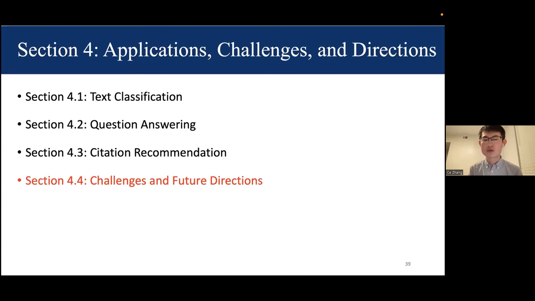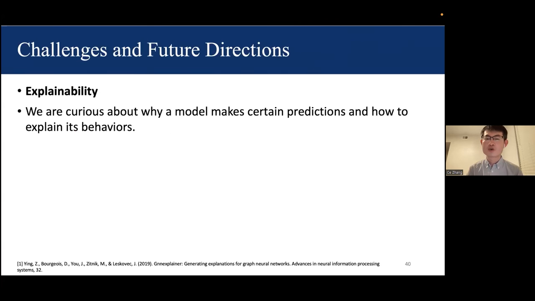So finally, I would like to introduce some challenges and future directions of text attributed graph. So one future direction is about explainability. So now our models can achieve quite a good performance, but we are usually very curious about why a model makes certain prediction. We want to know the explanation so that we can know why the model has such a result.